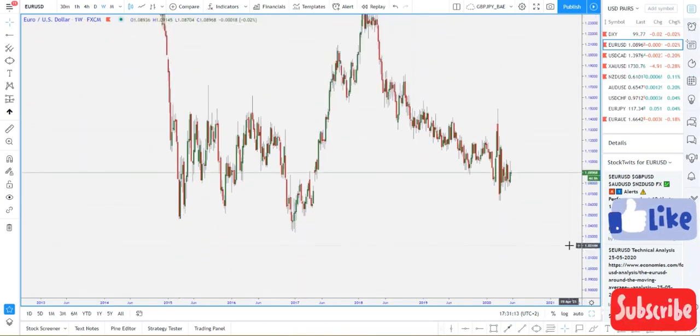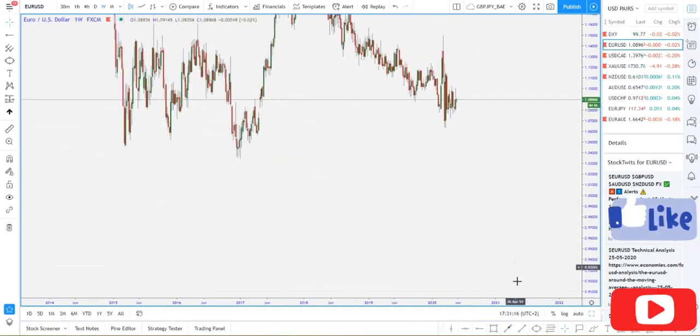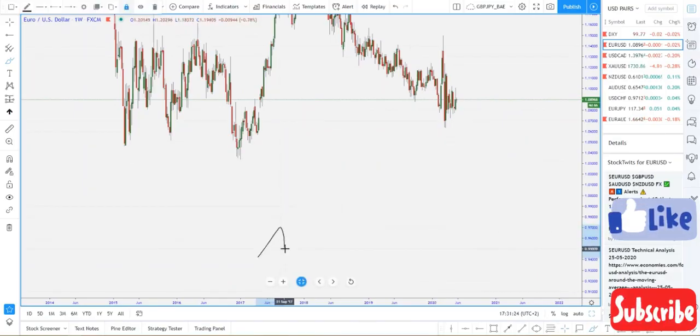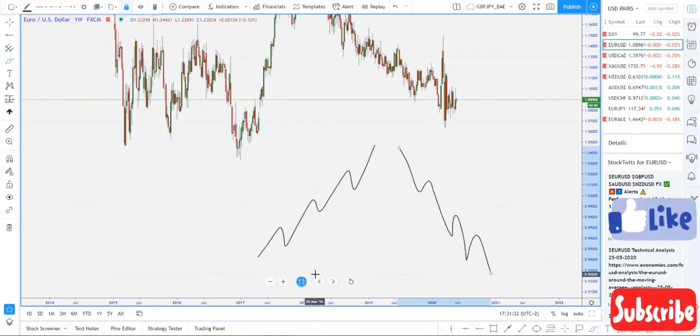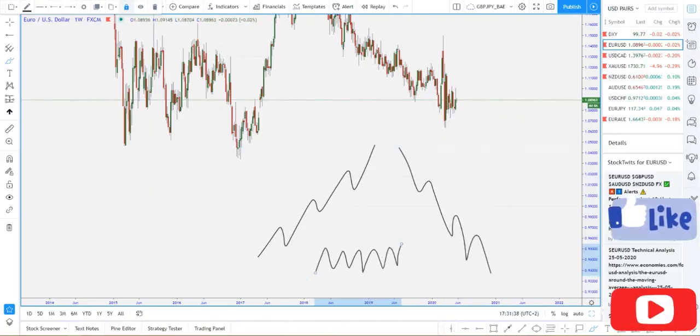If you do know, we have two types of trending markets and we have one ranging market. Basically, the forex markets can move in three different ways. We've got a down, up, down, up, down, up, down type of movement. We've got an up, down, up, down, up, down type of movement. Then we have an up and down, up and down, up and down type of movement. These are the only three movements that you will ever have to find in the market.